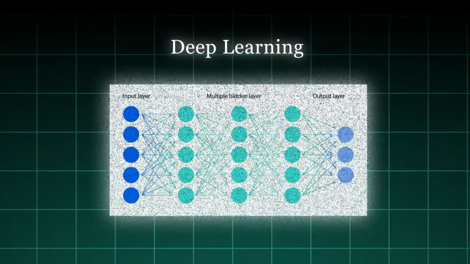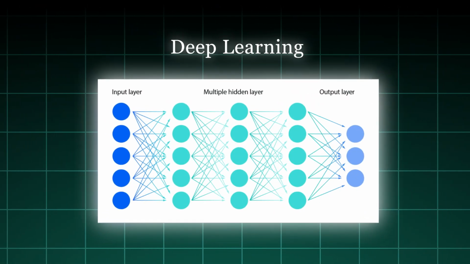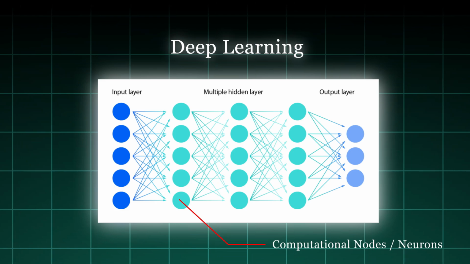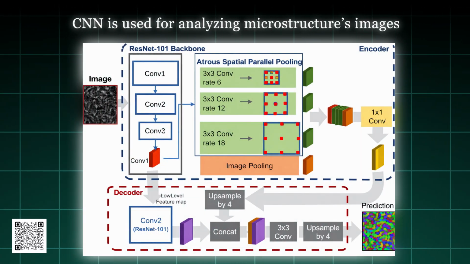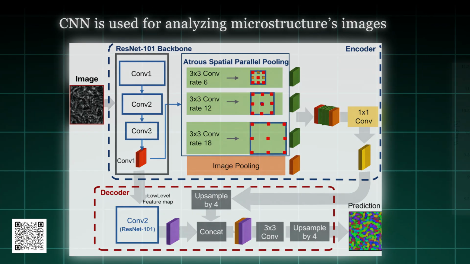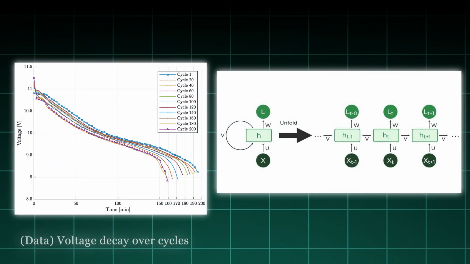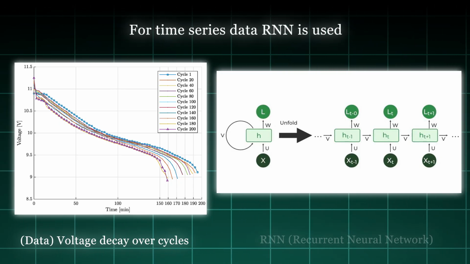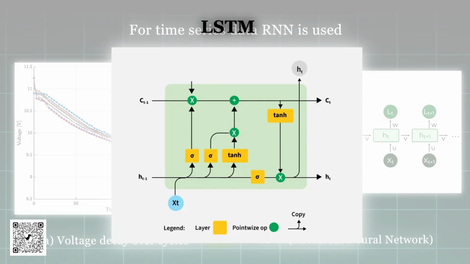Then we have deep learning. This uses artificial neural networks inspired by the human brain. These are layers of computational nodes that process information. If we are analyzing images of microstructure, we use convolutional neural networks, or CNNs. If we are analyzing time series data, like the voltage decay of a battery over 1,000 cycles, we use recurrent neural networks, specifically architectures like long short-term memory, or LSTM, which can remember long-term dependencies in data.